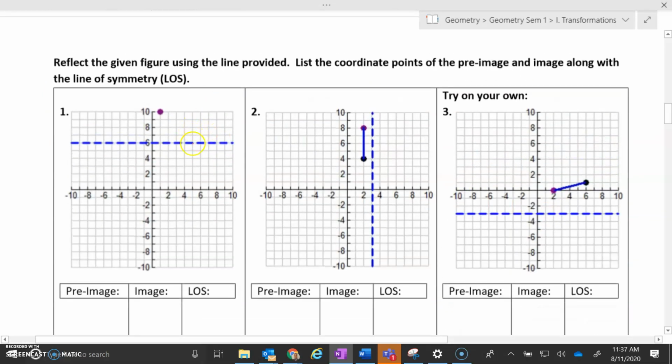Okay, so we're going to go a little bit faster here. So if we're at 1 comma 10, and our line of symmetry is at y equals 6, then that means that I would have to go down 4. So I just need to go down 4 more. Going down 4 more from 6, 6 minus 4 would give me 2. So 1 comma 2.